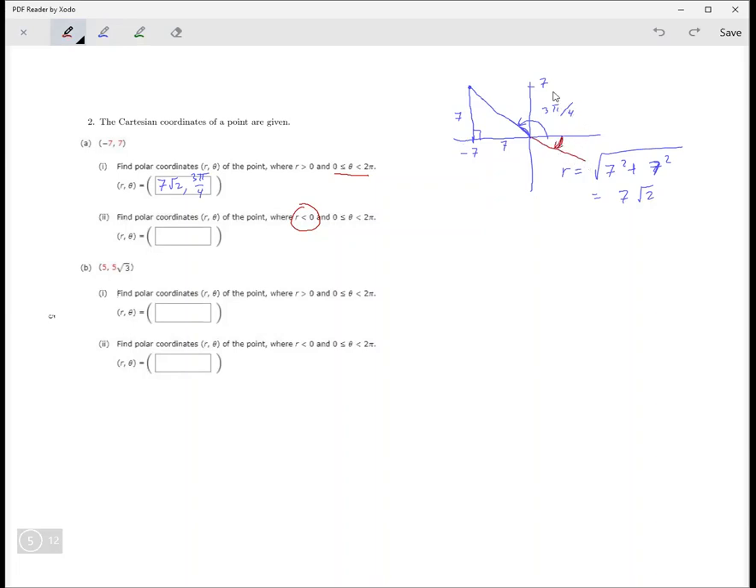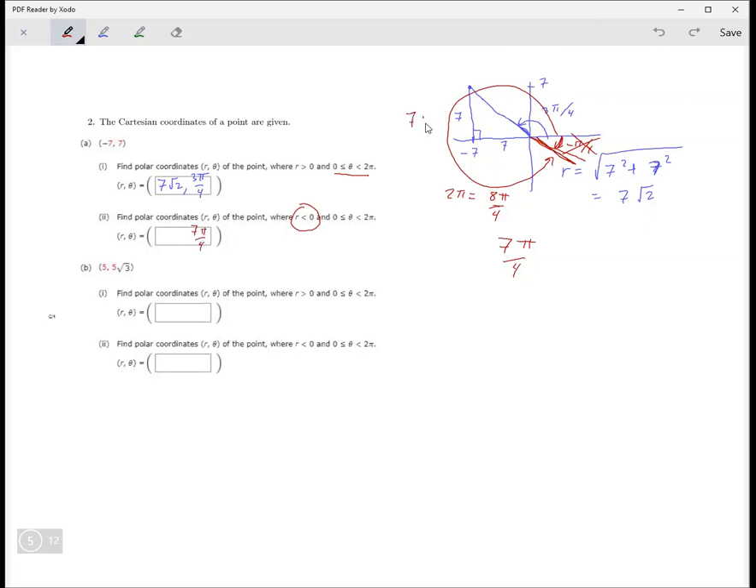We can't go backwards. We can't use this angle here, which is negative pi over 4. We have to choose this angle here, which is going to be pi over 4 less than 2 pi. So 2 pi is 8 pi over 4, and one less than that would be 7 pi over 4. So this angle is going to be 7 pi over 4.